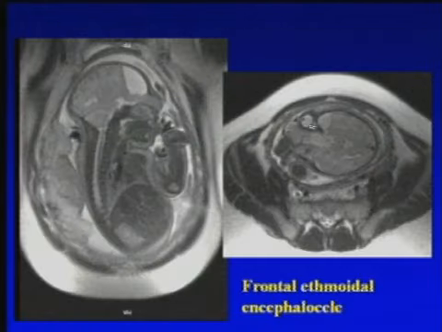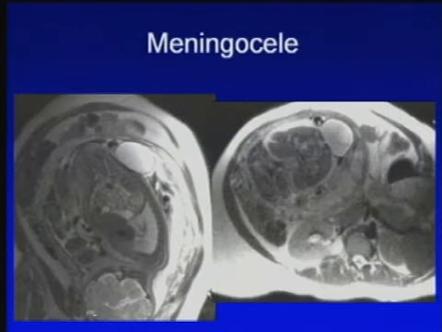Here's a fetus who had a mass in the region of the nose and face on sonography, and it wasn't clear. Is this a teratoma? Is it an encephalocele? So she was sent to MR for further assessment. You can clearly see that there is extension of brain tissue into this mass. There's a large porencephalic cyst. This was a frontal ethmoidal encephalocele.